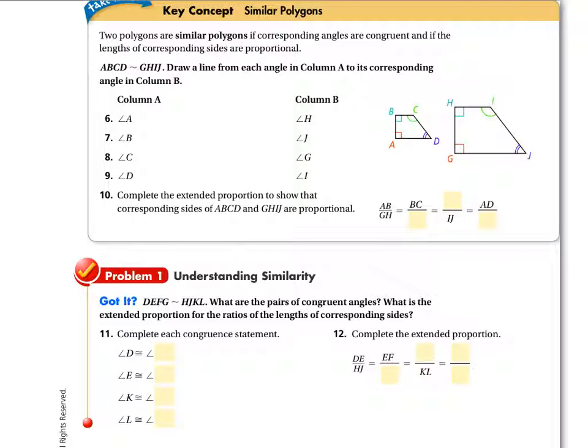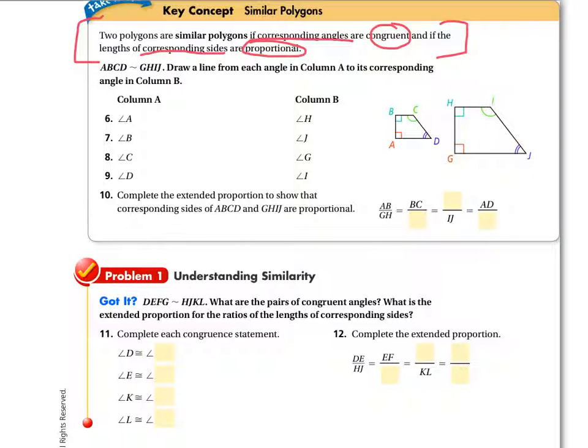So here's a key concept. Two polygons are similar polygons if corresponding angles are congruent and if the lengths of corresponding sides are proportional. So here's an important part. I want you to highlight this entire statement here. An important part would be that two polygons are similar if and only if corresponding angles are congruent and if the lengths of corresponding sides are proportional.